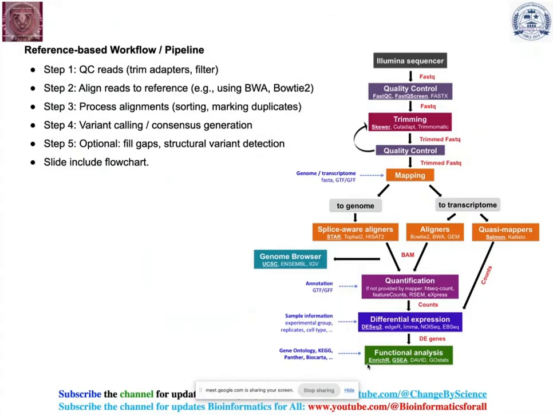So quality check, you can say the first step, where you can go for trimming adapters and filtering, aligning the reads, then process the alignments, sorting and marking the duplicates. Then variant calling, consensus generation, and then optional is fill the gap, structural variant detection, and furthermore things.